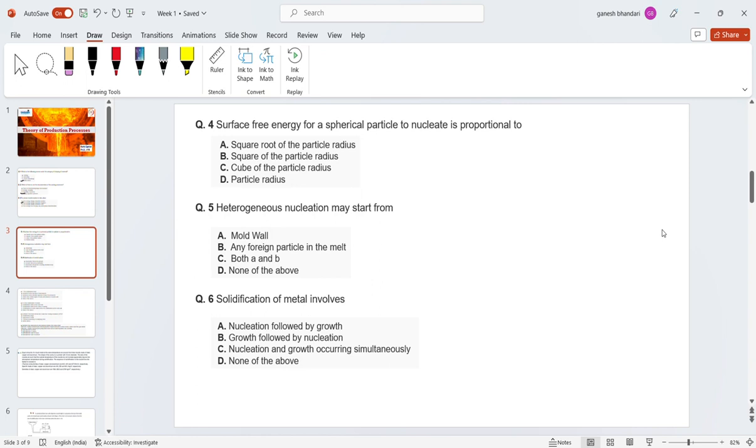Mold wall, right? So can you tell me what is the difference between homogeneous and heterogeneous nucleation? I just want to make the class more interactive. That's why I'm asking, because it will help. Don't think that if you don't know, I may also not know certain things, but still that's how we learn and grow. So, do you know what the difference is?